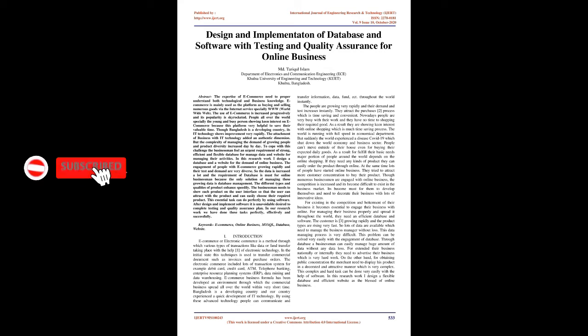People all over the world, especially the young and busy, are showing keen interest in e-commerce because this platform is very helpful to save their valuable time. Though Bangladesh is a developing country, its IT technology shows improvement very rapidly. The attachment of business with IT technology added an authentic dimension. But the complexity of managing the demand of growing people and product diversity increases day by day.